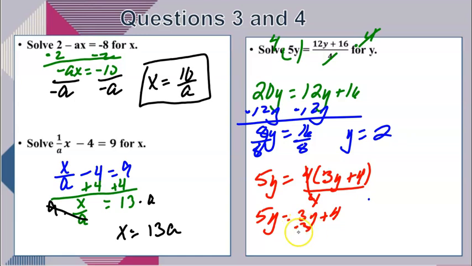I can subtract 3y, and now I'm left with 2y equals 4. And to get y by itself, divide by 2, and I still get y equaling a positive 2. So there's more than one way you can solve it, but as long as you're following the order of operations and you are doing the same thing on both sides of the equal sign.